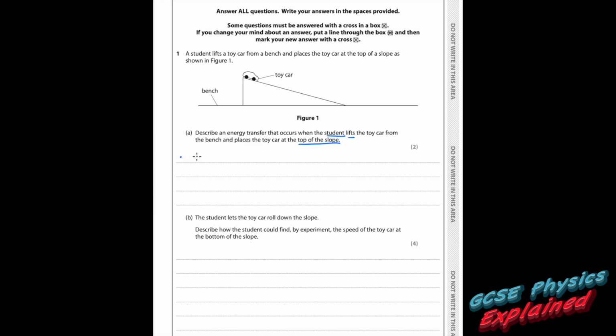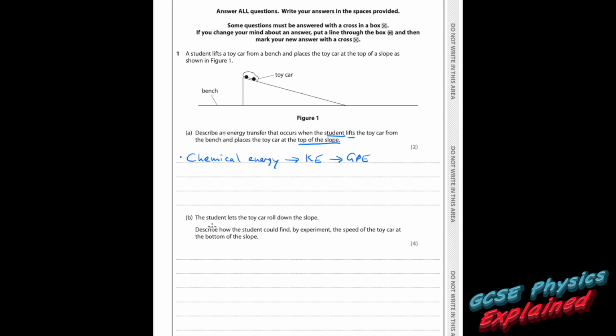Right, well, the student has got chemical energy. And if they're moving the car, it's going to get turned into kinetic energy. And then when it's at the top of the slope, it's going to have gravitational potential energy. So that'll get you your 2 marks for that.